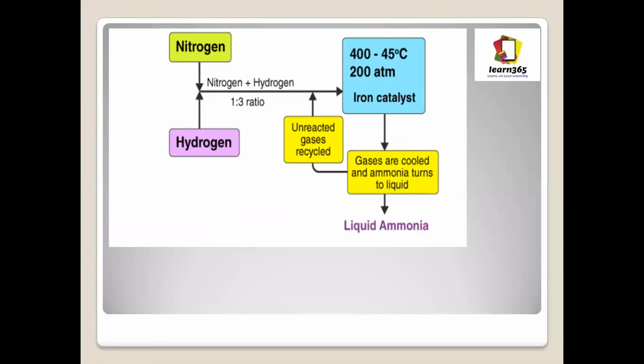There is a name for this principle. Can you repeat the question, miss? Okay. For the production of ammonia using nitrogen and hydrogen, there is a principle that is used. Can you name the principle?